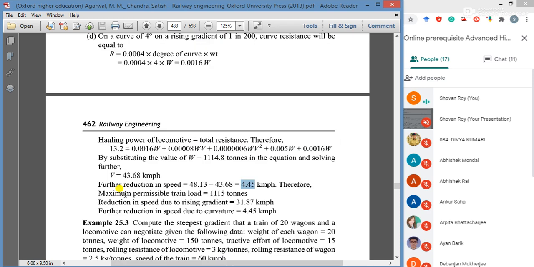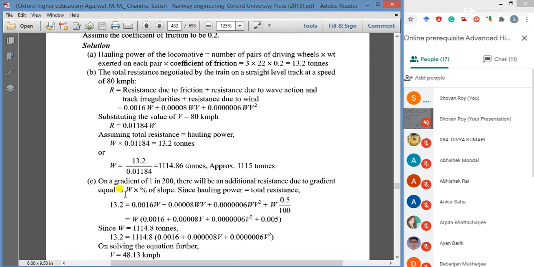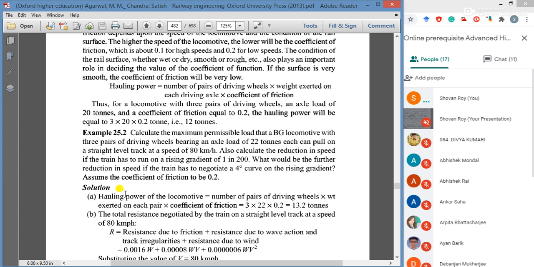So this type of numerical can be asked in your even semester exam also. You can face such a type of numerical, and this is also important for any engineering service exams, any exams where the broad questions can be asked. You can face such a type of problem.